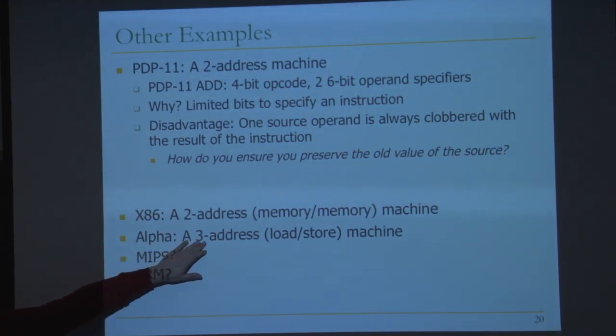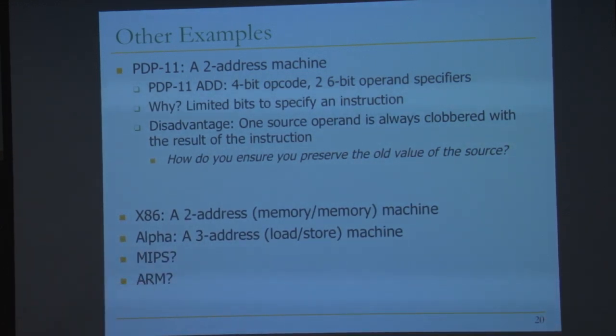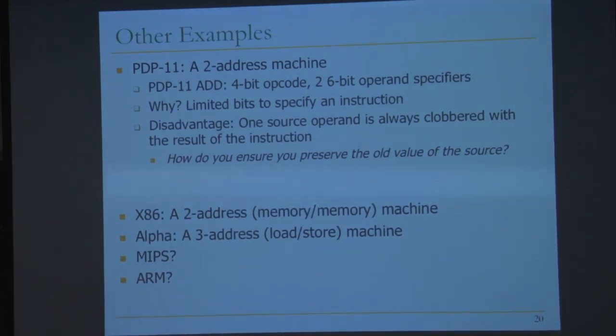Alpha is a 3-address machine. It's load store. What about MIPS and ARM? ARM is 3-address and MIPS is 3-address also, right? Yes. Okay.